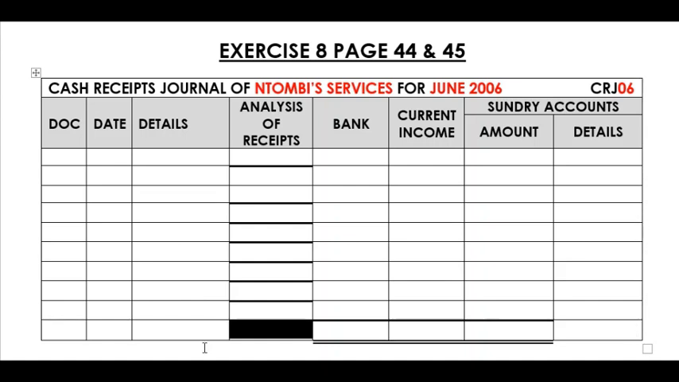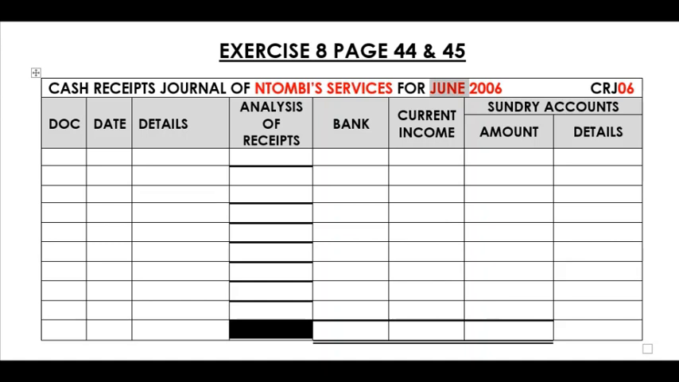Okay, so you can see that in the heading. So this is the cash receipts journal of Ntombi Services, which is the business's name. It's for June 2006, and then it also has a number. So CRJ just stands for cash receipts journal, and this number 6 says that it's the 6th cash receipts journal for the year. And we determine this number based on the month of the year. So June is the 6th month in a year. That's why this is CRJ number 6.